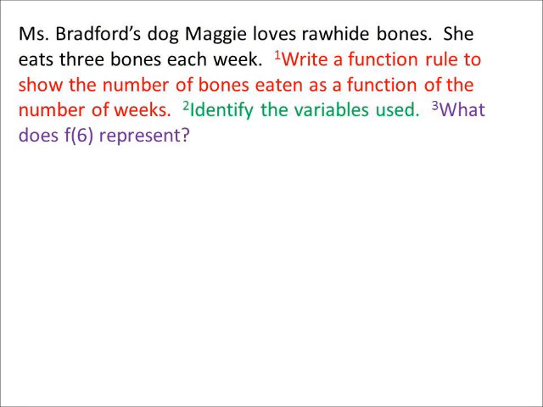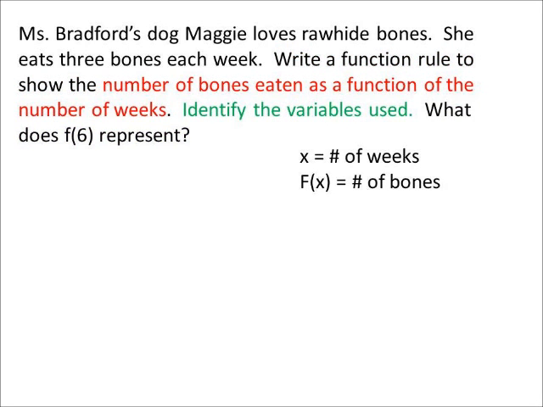First of all, there's a lot going on in this problem. So let's look at the parts of it. The first two sentences just give us information about the problem. Then we have 3 steps that we have to do to solve this problem. First, it's asking us to write a function rule. Second, we have to identify the variables used. And third, we have to figure out what f of 6 represents.